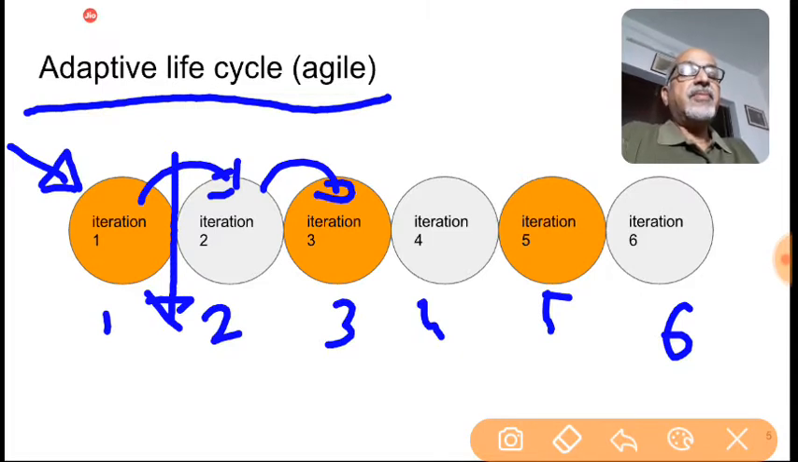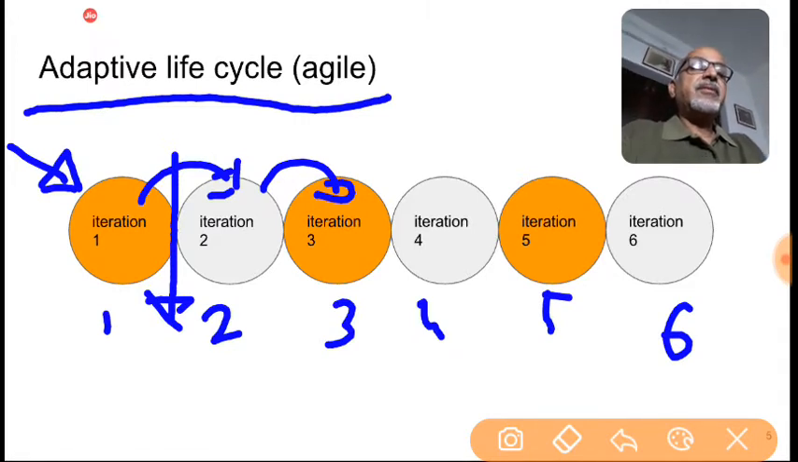The features of the product gets incremented. Sometimes within an iteration we complete a set of features, or the features gets incremented across iterations as well. This adaptive life cycle is also known as agile, and under that umbrella agile we have several models like extreme programming, Scrum, test-driven development, RUP, DevOps. So all those things comes under agile, and the common thread or the similarity between these frameworks are the iterations. Iteration becomes the central theme for all these models.